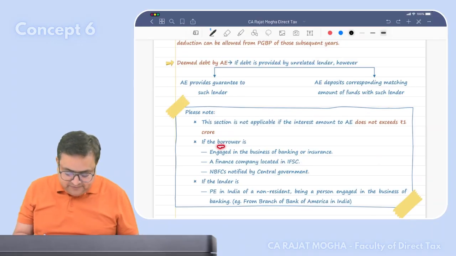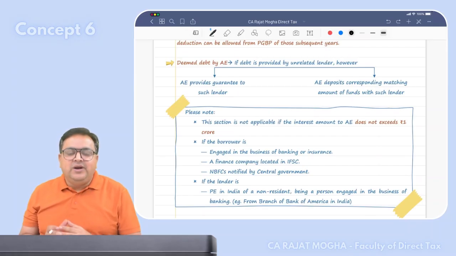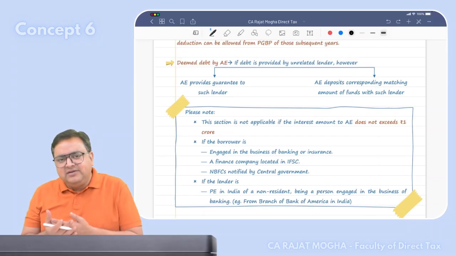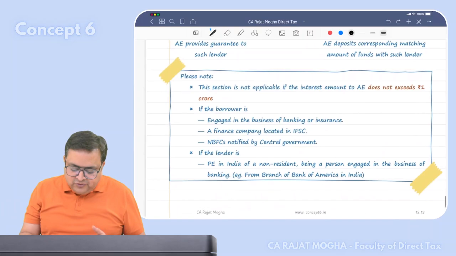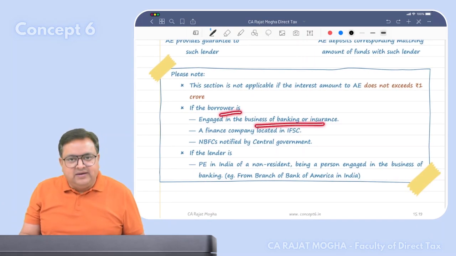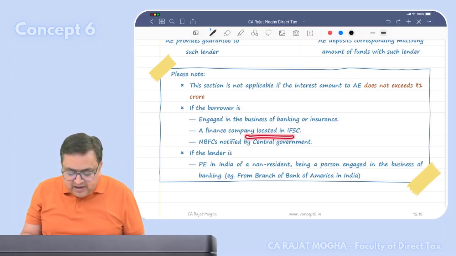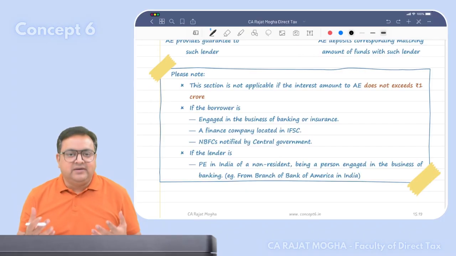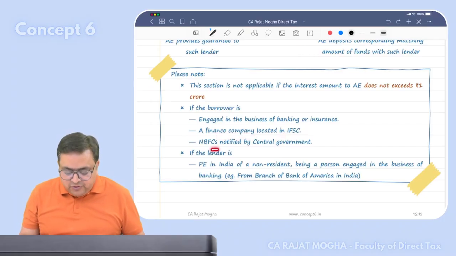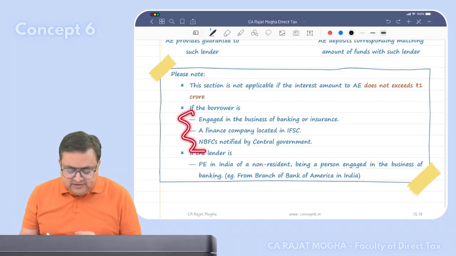Got it? Second thing: if the borrower is engaged only and only in the banking business, then it's a normal course of business that we can actually take the money. So if the borrower is engaged in the business of banking or insurance, so if you are a banking company or insurance company, or you are located in IFSC in India and you are a finance company, or an NBFC as notified by the central government. Let's say for example, if you are in India and your main business is a banking company, or you are a finance company in IFSC, or you are an NBFC, so it is very, very normal for you. So to them also we will not apply this provision.